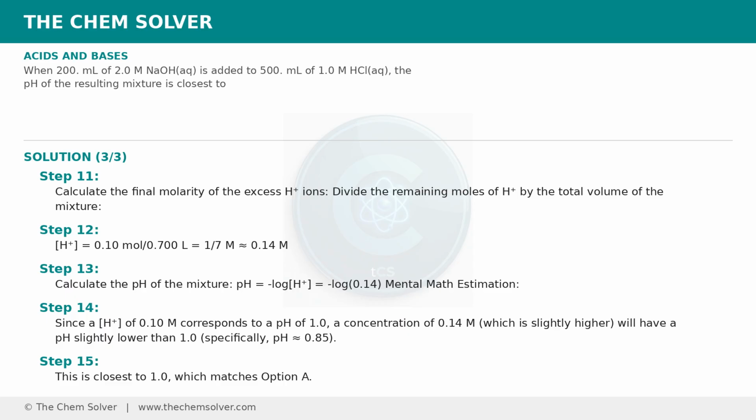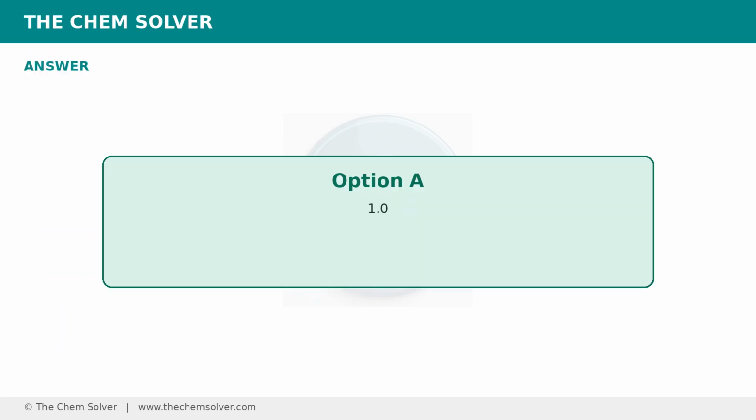This is closest to 1.0, which matches option A. The correct answer is option A, 1.0.